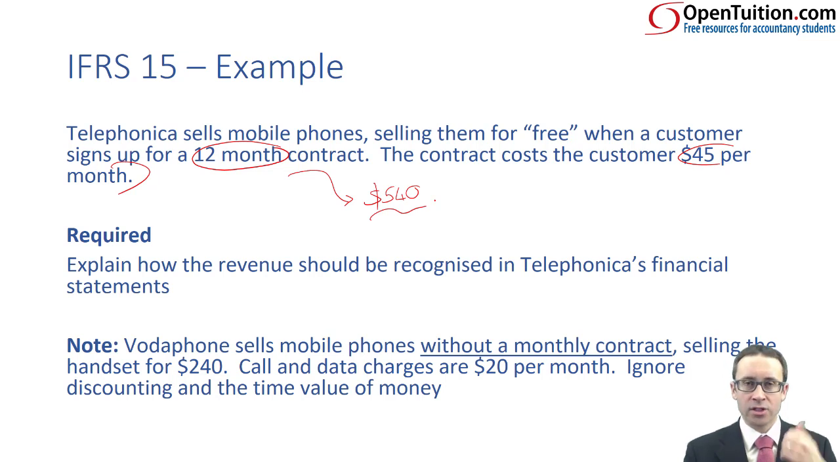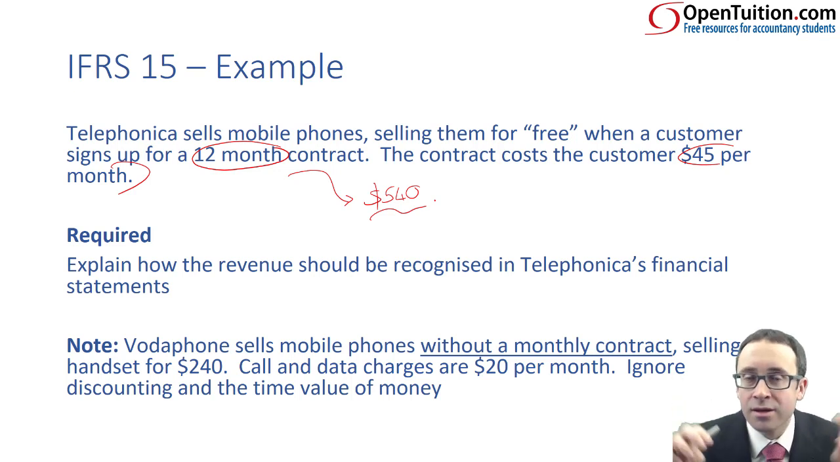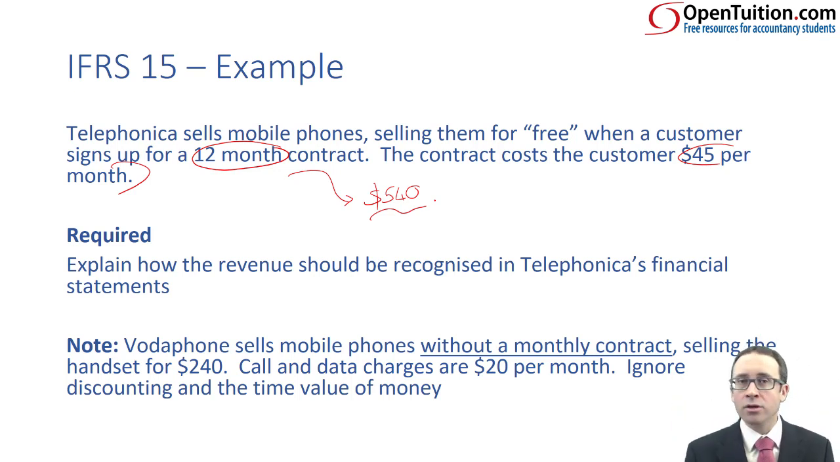Okay, there is a contract. We've got the 12-month contract. The obligation: there's a phone, and the contract for 12 months. So presumably there are minutes within there, call and data charges if you want to call them. So there are 2 performance obligations. What we need to do is allocate that $540 to the phone, which is for free. That's just a marketing gimmick. It's not free. You've paid for it within that $45 per month. So you need to allocate it to the phone and the call and data charges.